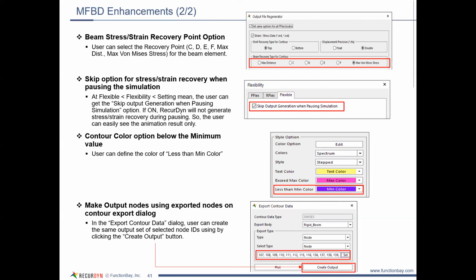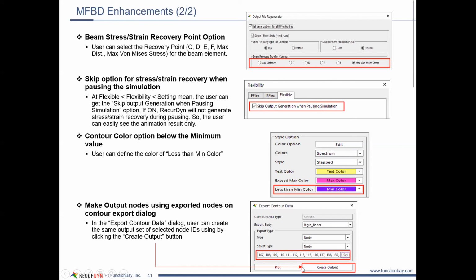Okay, next one is that when you're exporting nodes, you're using these exported nodes on this contour export. When you have those nodes, you have a button here where you can say, I want all of the nodes that are part of this contour to be nodes that have output saved for them.